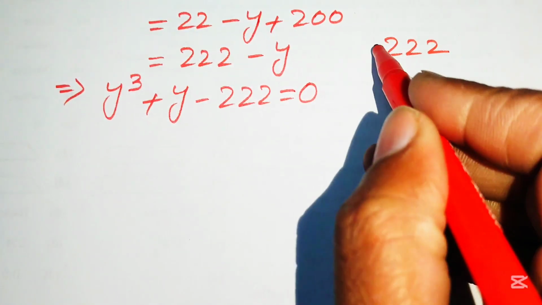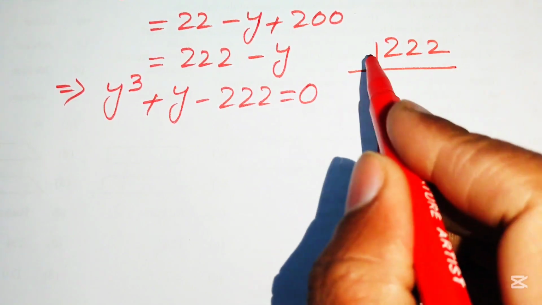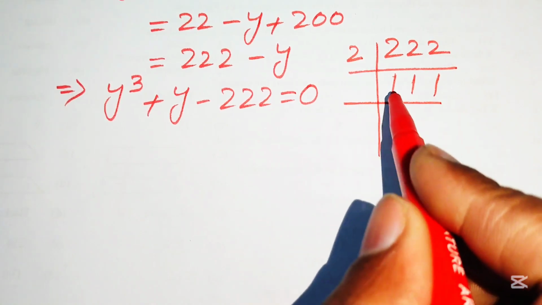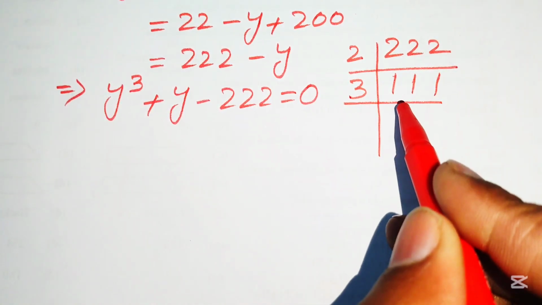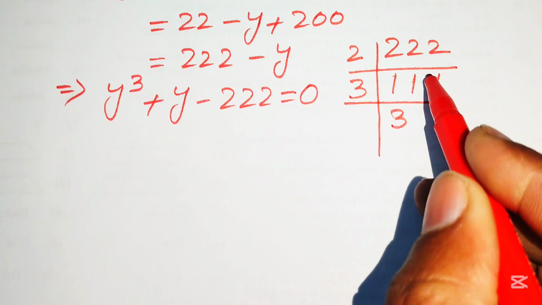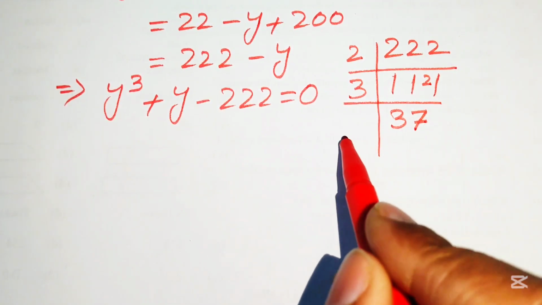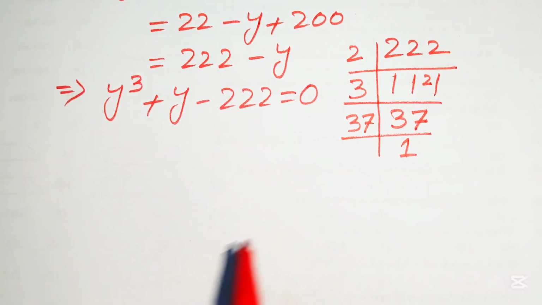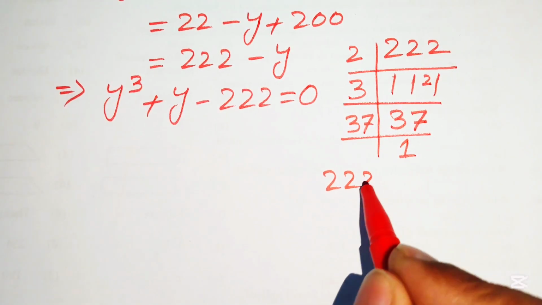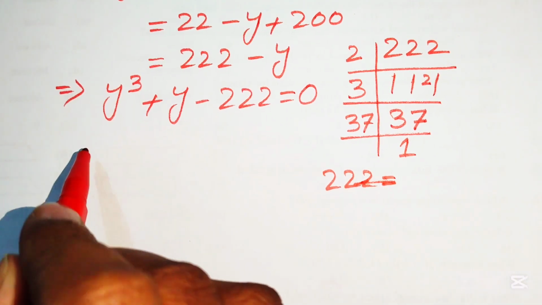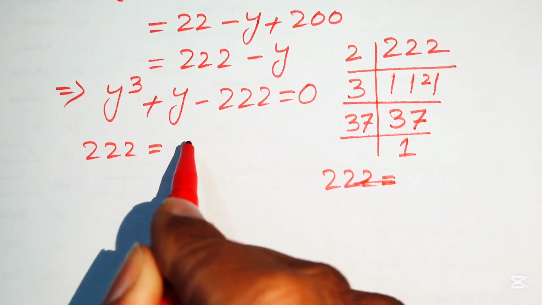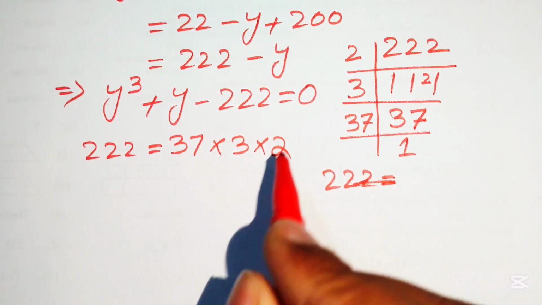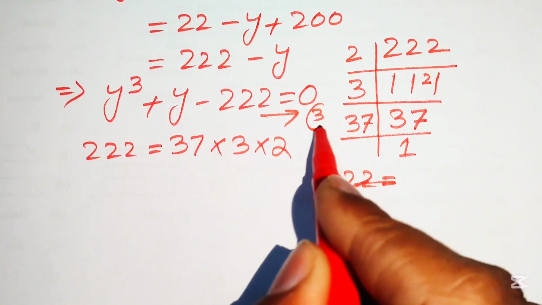So we make the prime factors of 222. First we divide it by 2, and it will become 2 ones are 2, 2 ones are 2, and 2 ones are 2. Then we divide it by 3. So we have 3 threes are 9 and we carry 2, and 3 sevens are 21, so we divide it by 37. So 37 ones are 37. It means that we can write 222 = 37 × 3 × 2. Here we call this equation number 3.